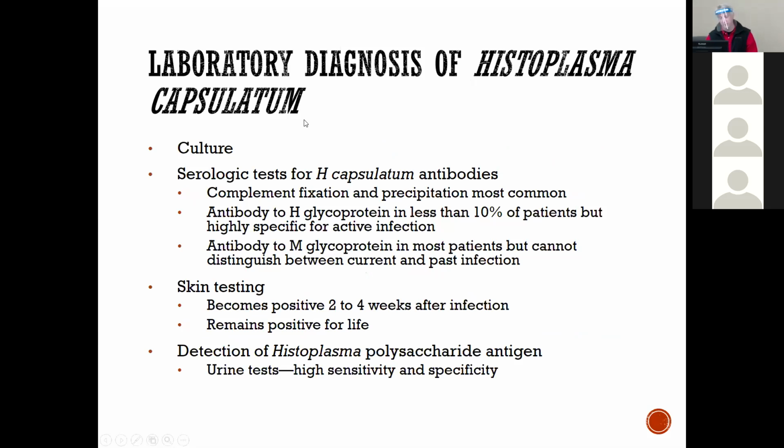So here we can culture histoplasma too. We can do serological tests for the antibodies, but complement fixation and precipitation are the most common. And we're going to spend our last little bit talking about complement fixation. Again, antibody to the histoplasma glycoprotein, that's less than 10% of the patients. Antibody to the M glycoprotein in most patients, but cannot distinguish between current and past infections.